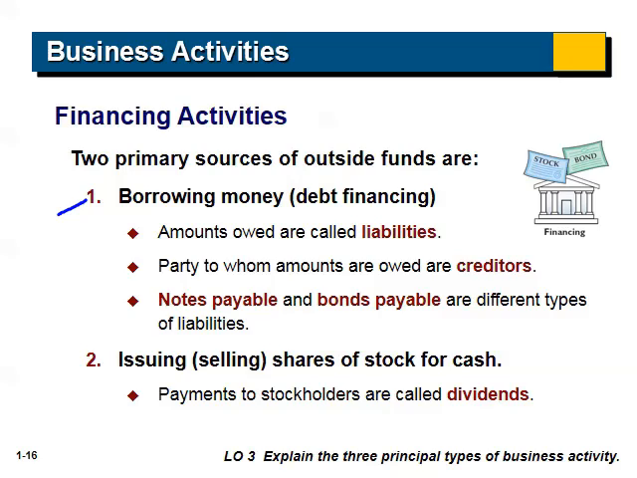Parties to whom the amounts are owed are called creditors. So the banks, for example, are creditors. Notes payable and bonds payable are different types of liabilities, and we'll get into that later. The other primary source of outside funds is issuing, or selling, shares of stock for cash. That means you have stockholders, and those stockholders give you money in exchange for stock. And when we pay money back to them, it's called a dividend.